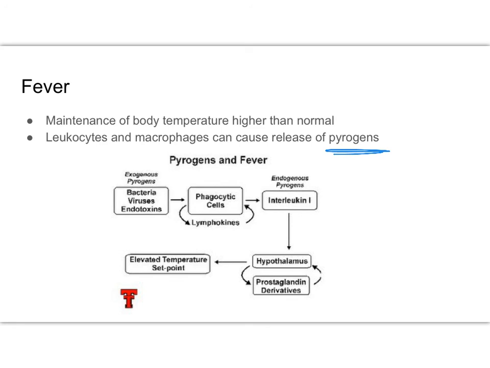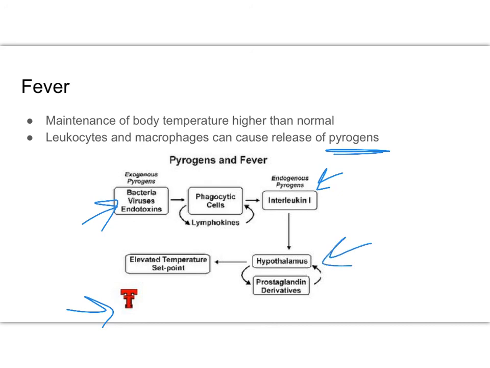You can see in the little diagram here that I definitely took from Texas Tech that we've got these pyrogens. You've got exogenous pyrogens, so the ones that are the bacteria, the viruses, the endotoxin. And then you have your own pyrogens in your own body that are trying to make this environment inhospitable for the foreign invaders.